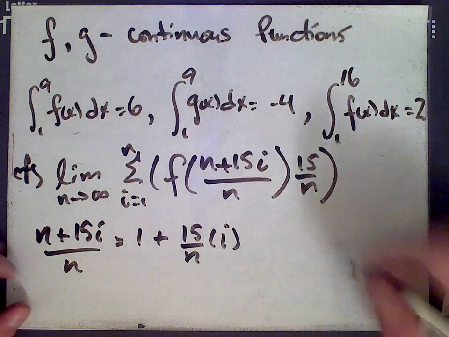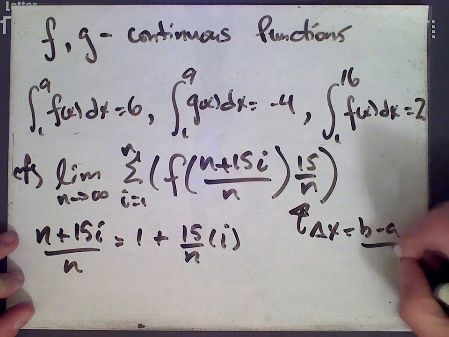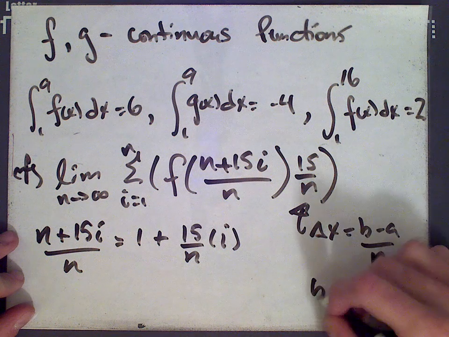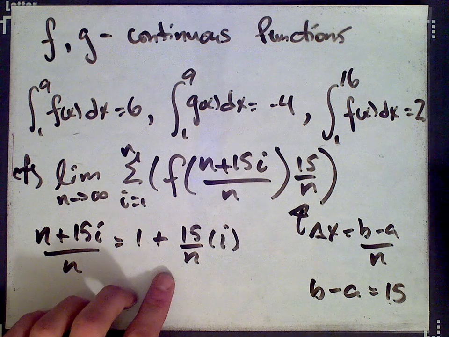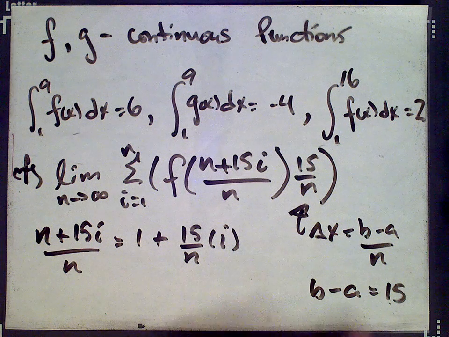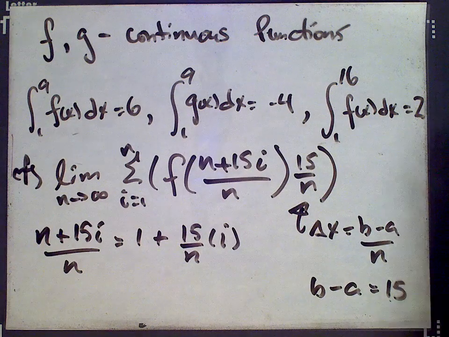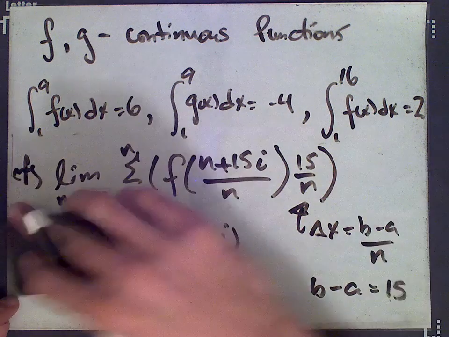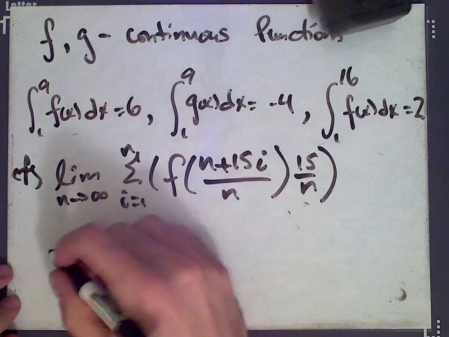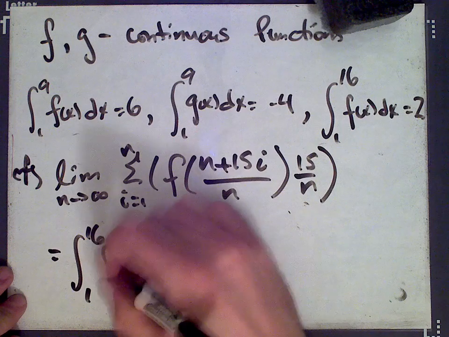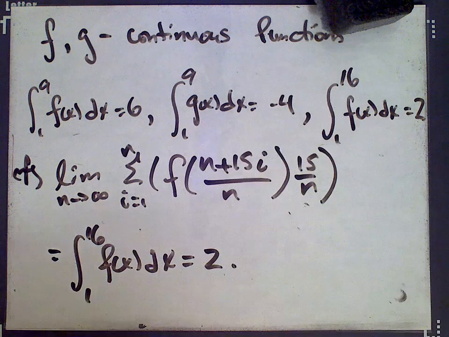Okay, so also this is delta x here. Delta x is b minus a over n. Okay, so b minus a we also know is 15, which confirms what we just thought we found over here, that the integral goes from 1 to 16. Okay, so the interval's length is indeed 15. Okay, so what this ends up being is the integral of f from 1 to 16. And we were given that value, it is 2. Okay, and that's the answer to part F.